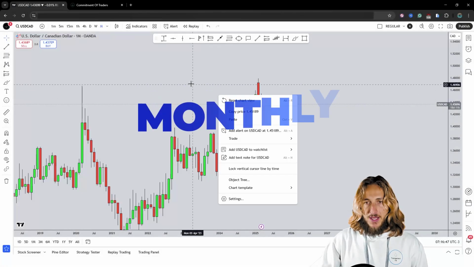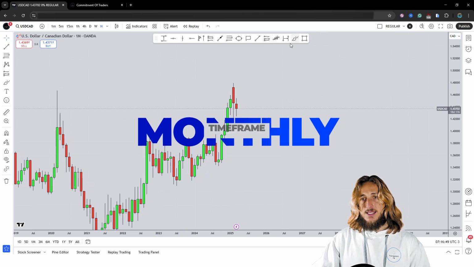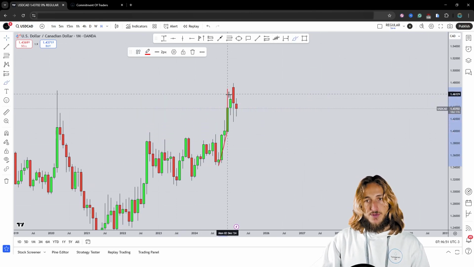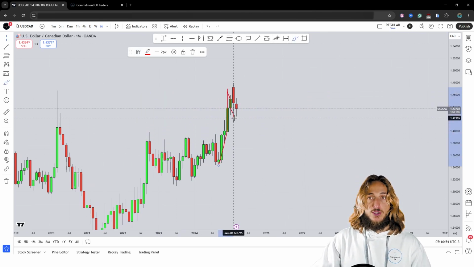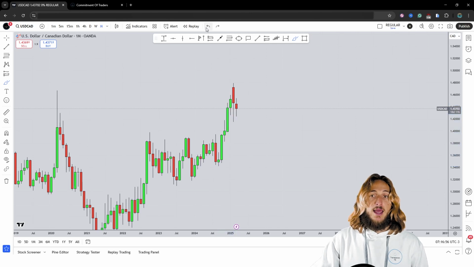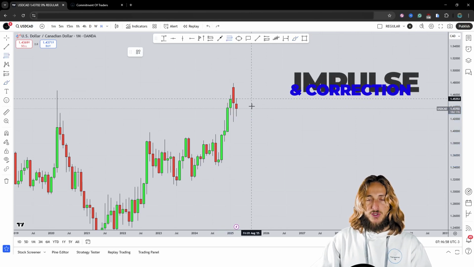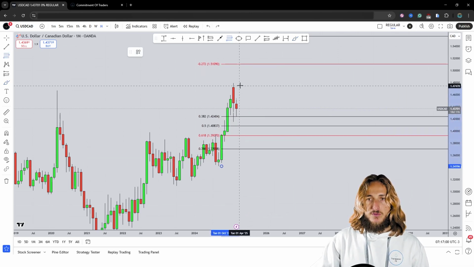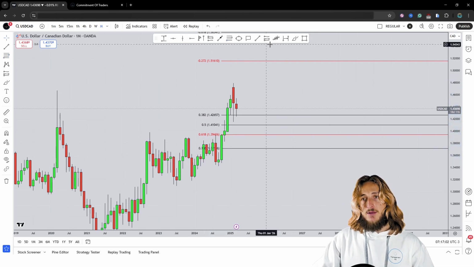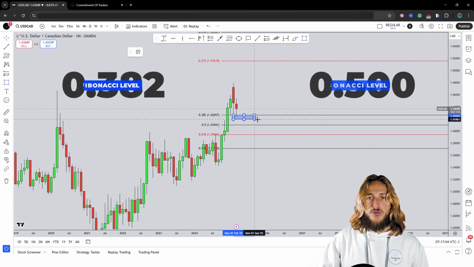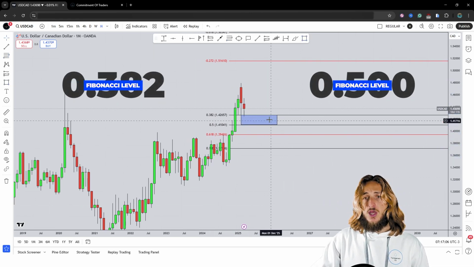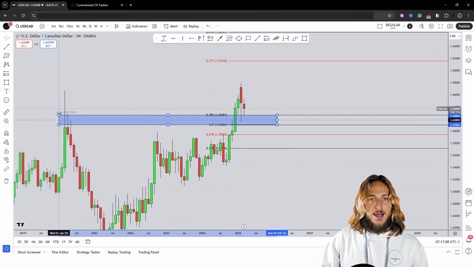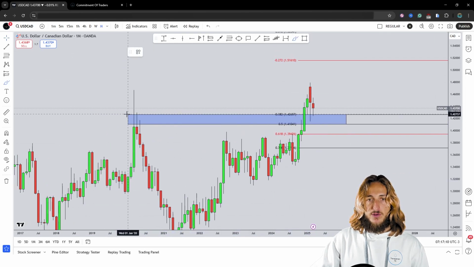Now, starting here from the monthly time frame, what we can notice is that we just had a massive impulse to the upside followed by a correction. Now, in general, after an impulse and the correction, if we want to measure the correction, we have to take our Fibonacci from the low to the high of the impulse leg. And if we do that, we can notice how we have the 0.32 and 50% retracements, which are currently lining up exactly with this previous high.